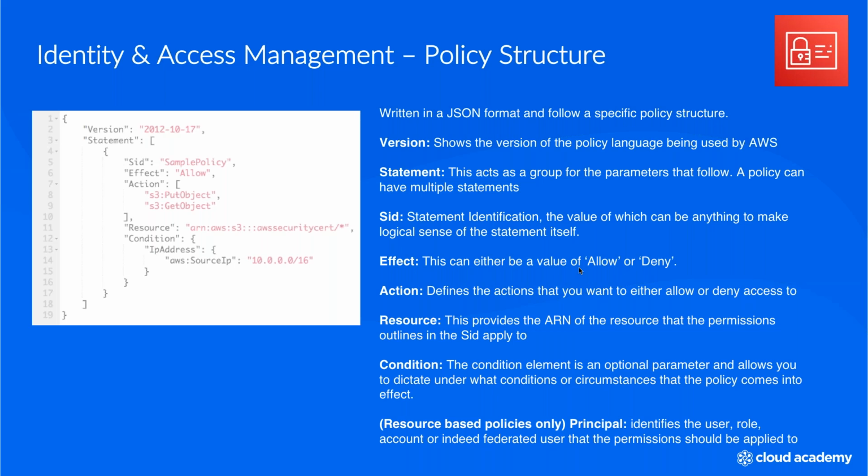Now, the policy structure for resource-based policies is essentially the same as identity-based policies. However, there is one significant difference, and that is the Principal parameter. The Principal is used within resource-based policies to identify the user, role, account, or federated user that the permissions should be applied to, either to allow or deny the access, and is defined by the ARN of the principal.